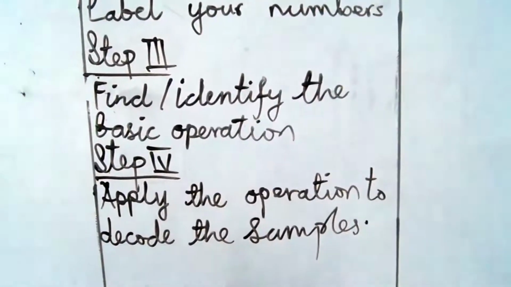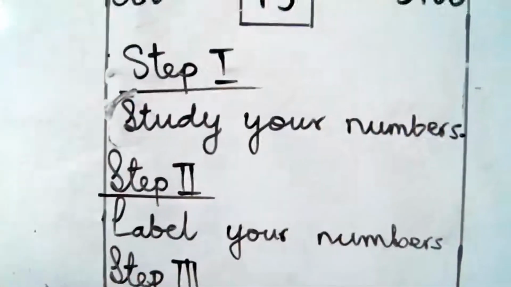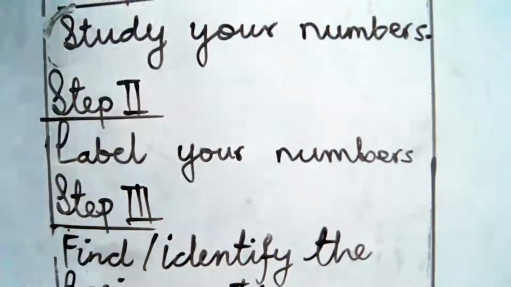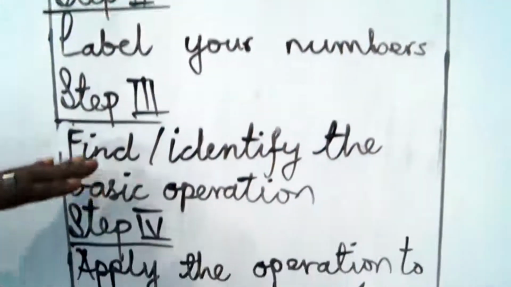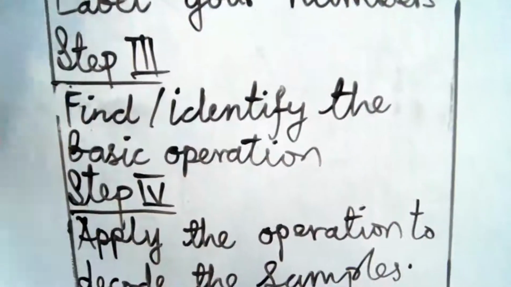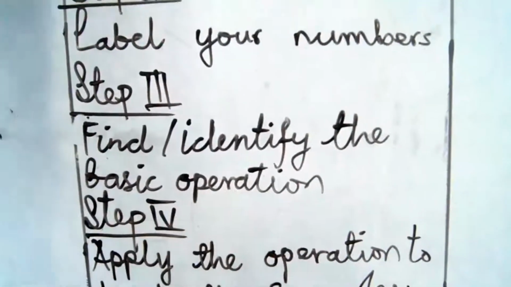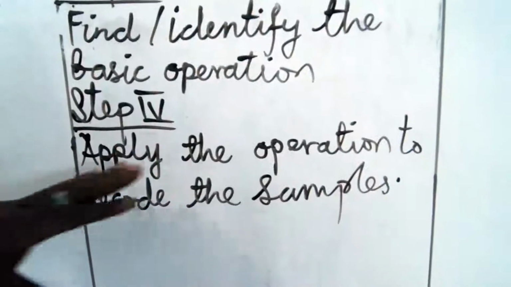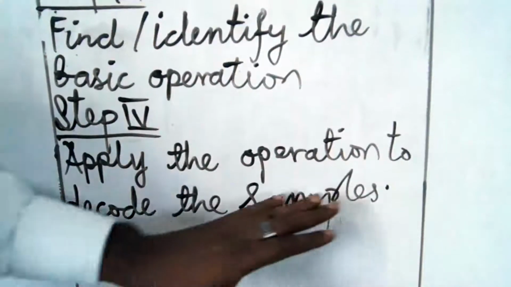Okay, now, so the first step, like I said, study your numbers carefully, then label your numbers, the A, B, C, then you do what? Find or identify the basic operation, that is, what kind of operation is being used in this work. Then step 4, you do what? Apply the operation to decode the samples.